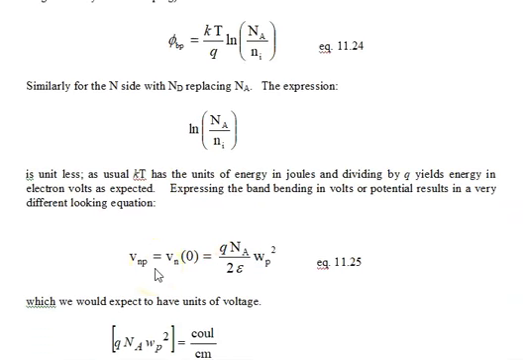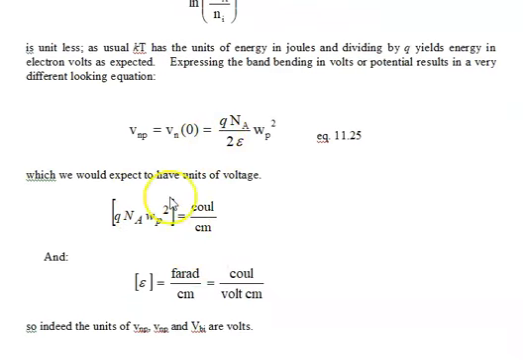Does this look like anything that looks like this? Well, we know this is electron volts, and we have a feeling that this is going to be volts. Well, let's take a look at some of these units here. qN_AW_p squared. q is just electronic charge. This is charge per cubic centimeter. So this is charge per cubic centimeter times square centimeters, which would be coulombs, charge per centimeter. The units of permittivity are coulombs per volt centimeter.